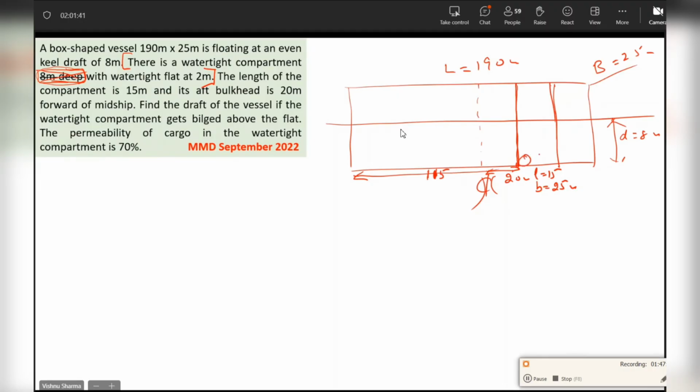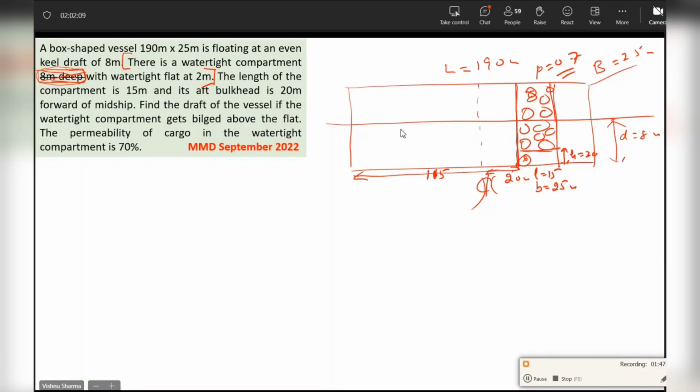And it has a permeability. Firstly, it has a DB. Sorry, my mistake. It has a DB of height 2 meters. And then it has a cargo above the DB. Obviously, it can't be in the DB, so that's where the cargo is. Permeability is 0.7. You have to find the drafts. This is how the question has been solved. Can you all solve this question, guys?